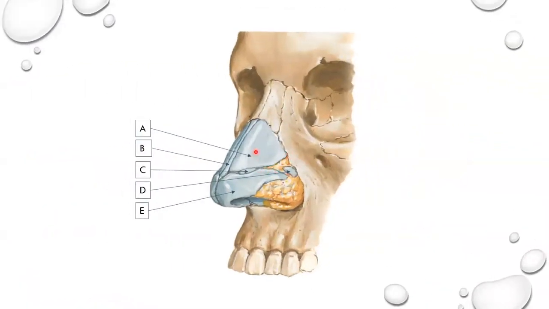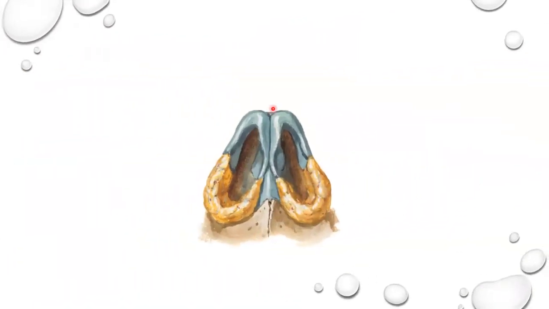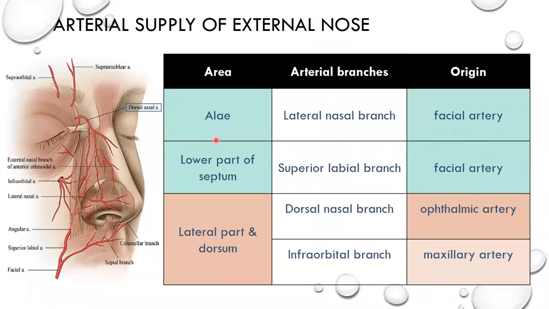Okay, just a revision again. This is the lateral nasal cartilage, the nasal septal cartilage, and the major alar, minor alar, and this is the accessory or sesamoid cartilage. For the major alar, it consists of medial and lateral crus. A, lateral, B, medial. All right, the arterial supply of the external nose can be divided based on the area of the external nose.